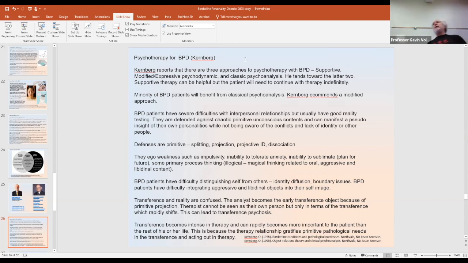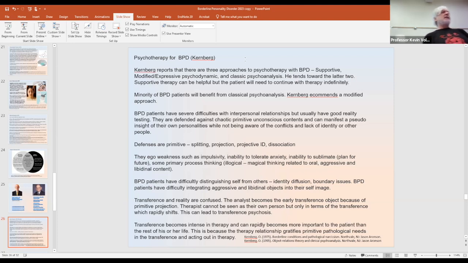So people who have really severe borderline personality disorder may not have a capacity for reflection, or be able to develop it. And so they just may need supportive therapy, just dealing with the symptoms. They may need that the rest of their life. And that's okay, if that helps them. Okay. A minority of BPD patients will benefit from classical psychoanalysis.